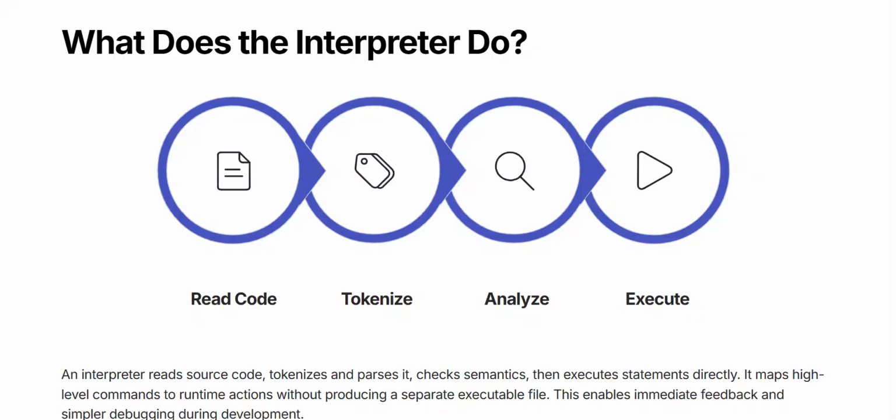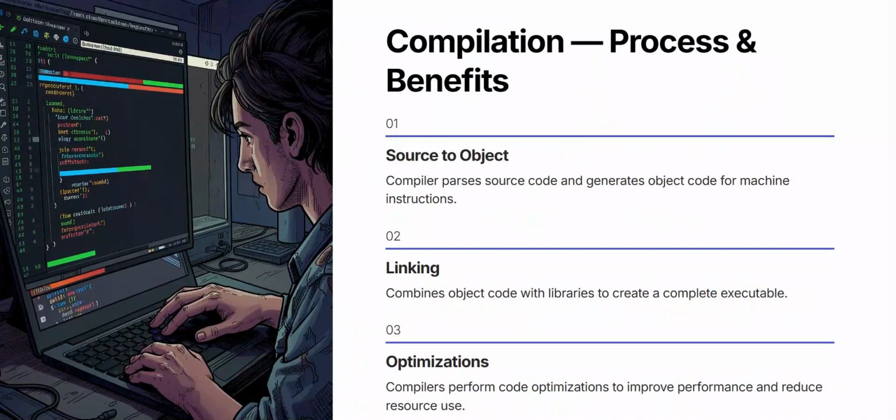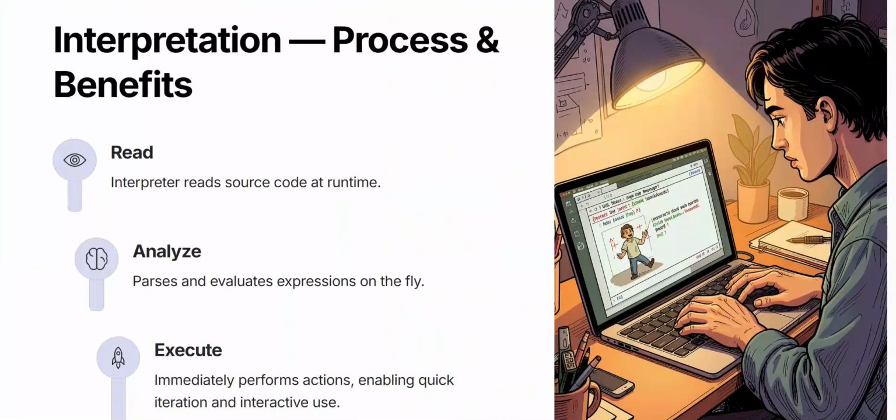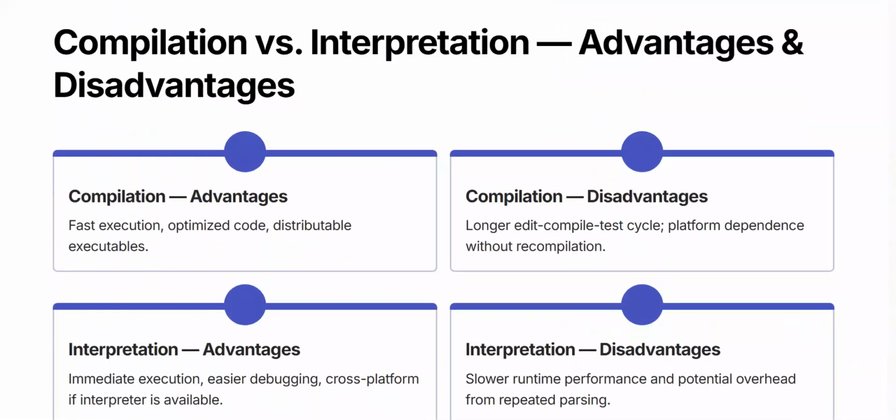Now we are going to see what the interpreter does. It reads code, tokenizes, analyzes it, and then executes. Then compilation process and benefits. First, source to object, second, linking, and third, optimization. Next, we are going to see the interpretation process and benefits: read, analyze, and execute.